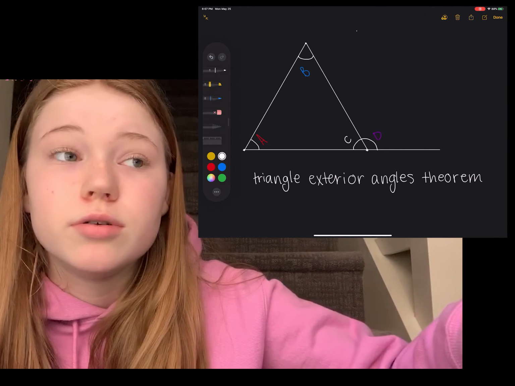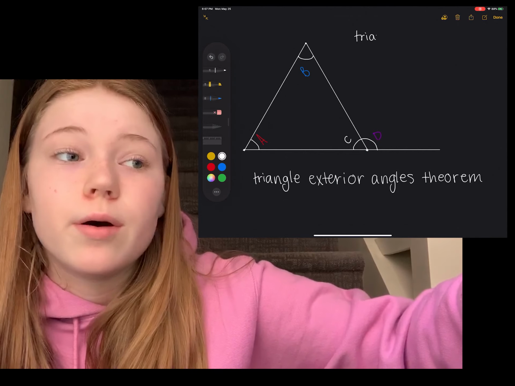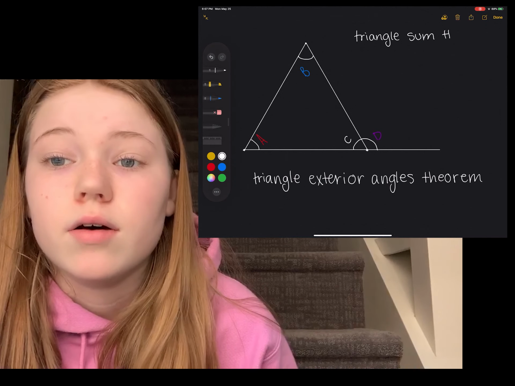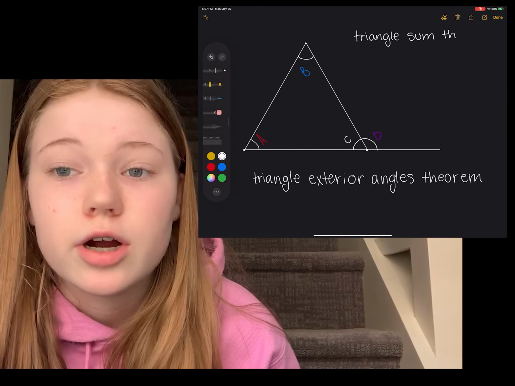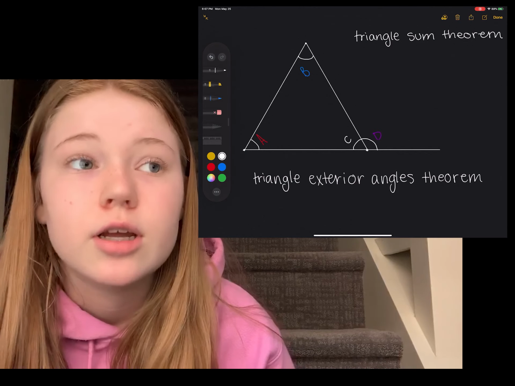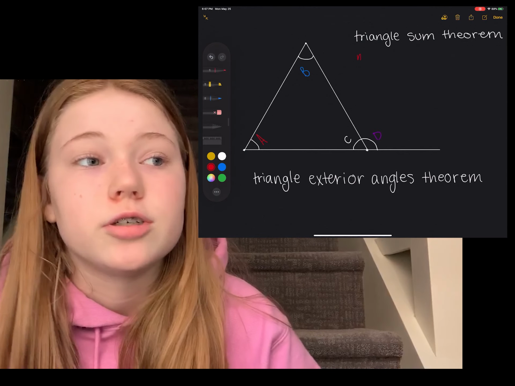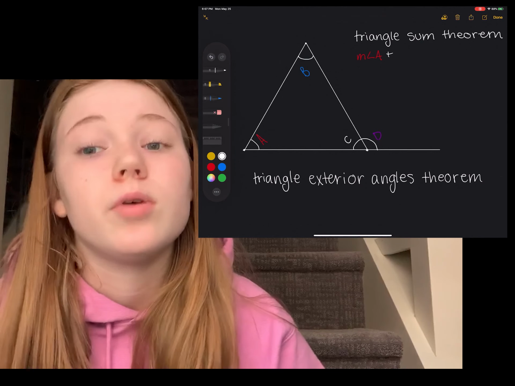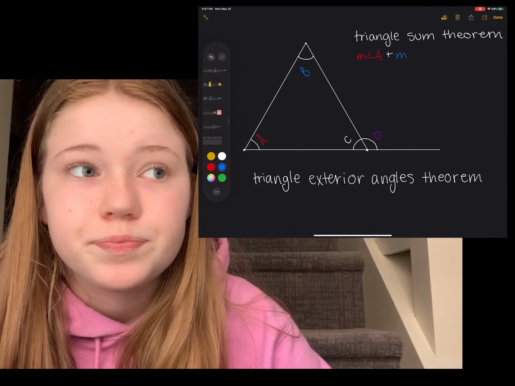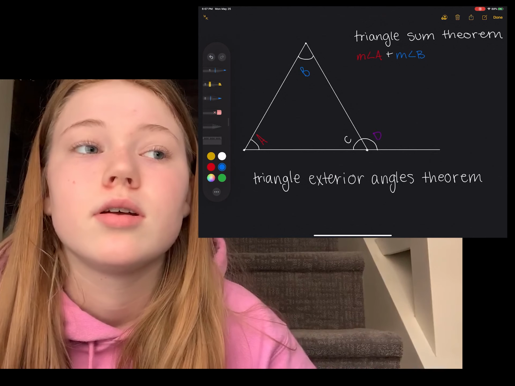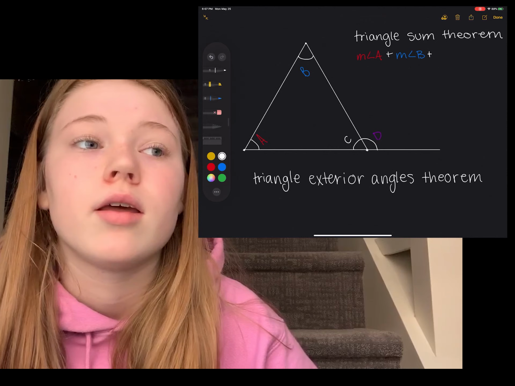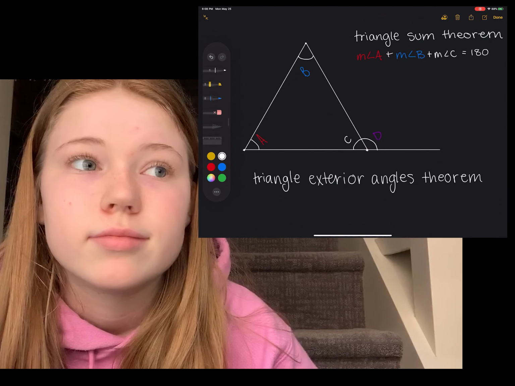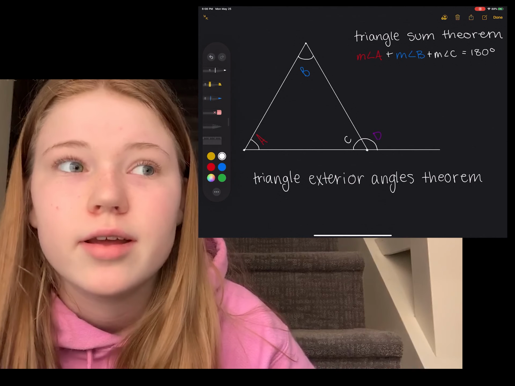So using the triangle sum theorem, we know that all three angles of any triangle have the sum of 180 degrees. So we know that measure of angle A plus measure of angle B plus measure of angle C will equal 180 degrees, like I'm writing here. I write kind of slow. I tried to color code and it took some time.